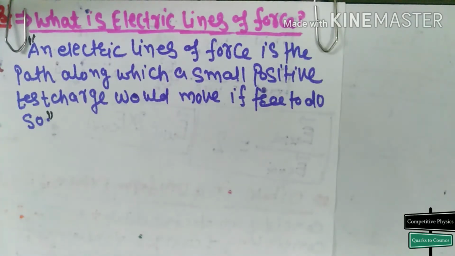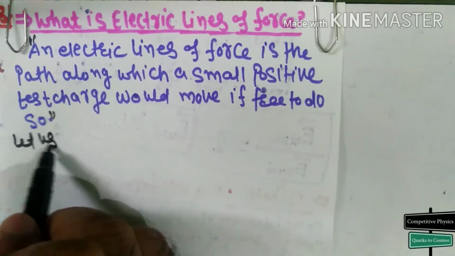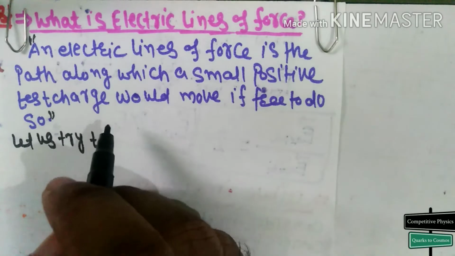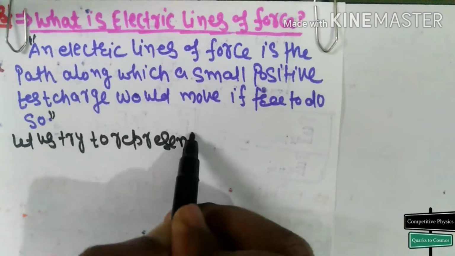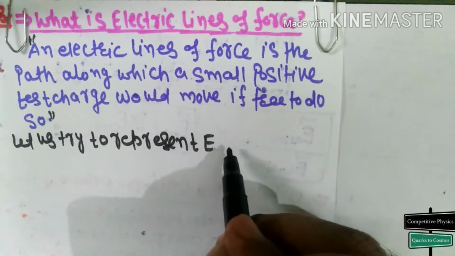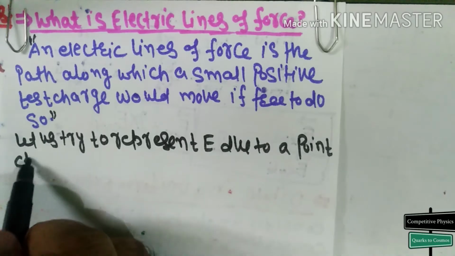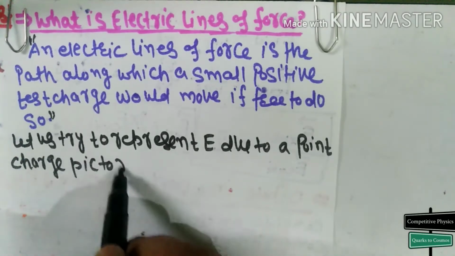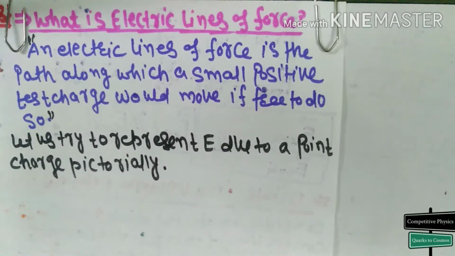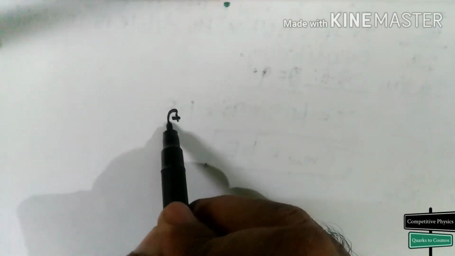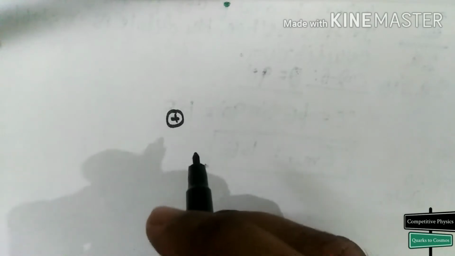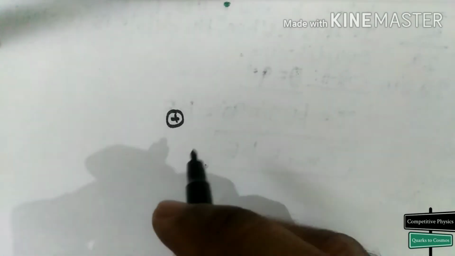So let us now try to represent electric field E due to a point charge pictorially. Suppose a point charge is placed at the origin. Okay. So now draw vectors pointing along the direction of the electric field with their lengths proportional to the strength of the field at each point. So you can draw the vectors, okay, like this.